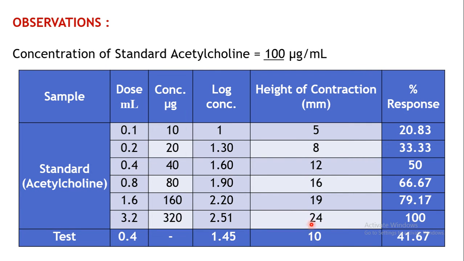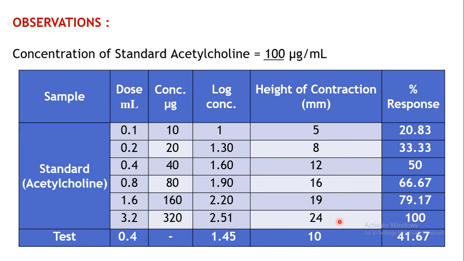Now from this you need to calculate the percent response. To calculate this percent response, you need to consider the response with the greatest height as 100%. Out of all these response heights which you obtain, the greatest height is considered as 100%. That in our case is 24. So 24 is considered as 100%, and accordingly all the other percent responses are calculated.